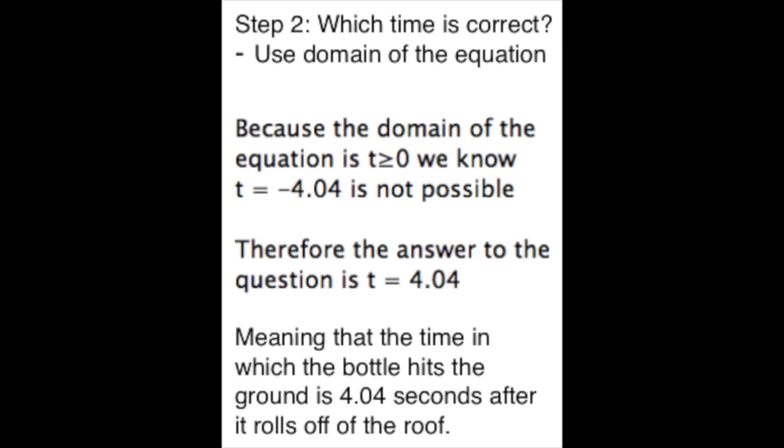To do this, we use the domain given to us for the equation. t must be greater than or equal to 0, which means we know that t equaling negative 4.04 is not possible because negative time is not possible. Therefore, the answer to the question is t equaling 4.04, meaning that the time in which the bottle hits the ground is 4.04 seconds after it rolls off the roof.